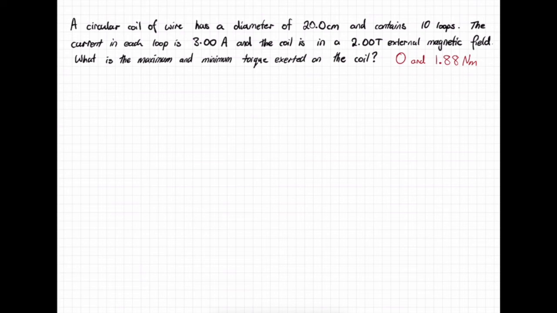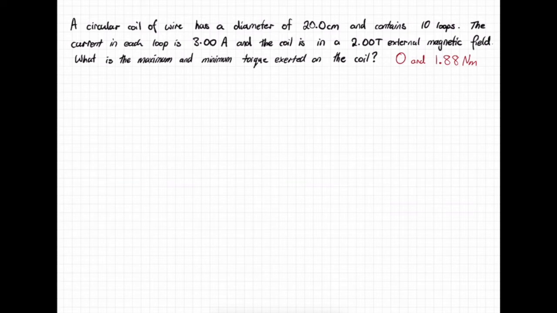A question regarding DC motor. Now, a circular loop of wire has a diameter of 20 centimeters and contains 10 loops. The current in each loop is 3 amps, and the coil is in a 2 Tesla external magnetic field. What is the minimum and maximum torque exerted on the coil?